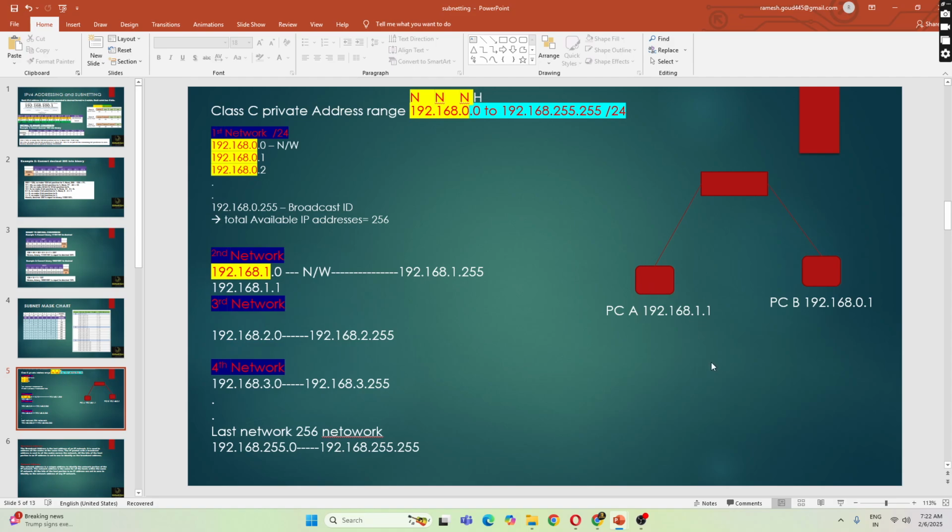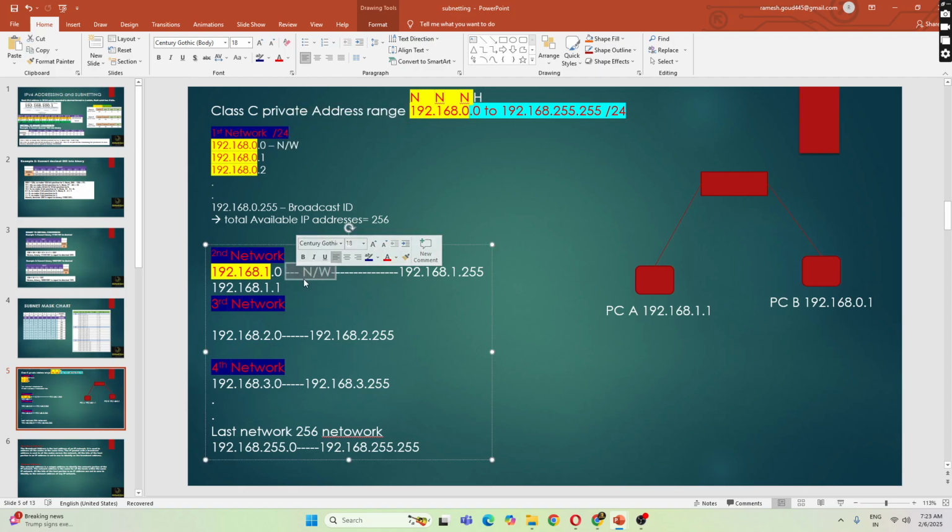Listen carefully. Okay, the logic. Computer A doesn't know whether the destination IP address is on the same network or a different network, so it will calculate internally. How will it identify? It will identify based on the network ID. See, this 1.1 belongs to the 1.0 network. This 0.1 belongs to the 0.0 network, right? So this network ID and this network ID are both different, right? Yes or no?